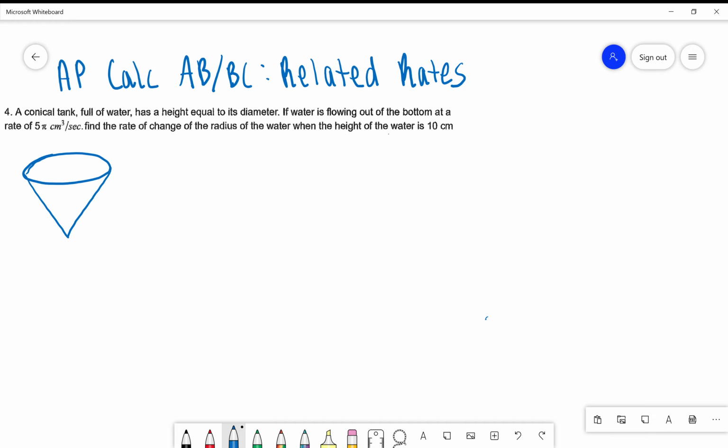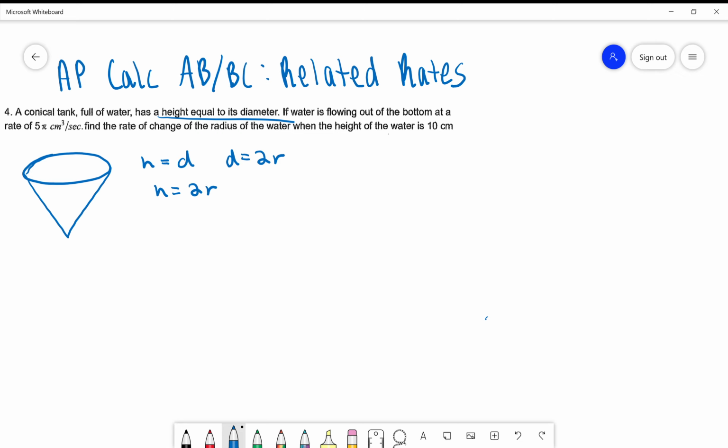Since it's a conical tank, I've already drawn the cone beforehand, and now I'm just going to write down all the givens from the problem. We know that the height is equal to the diameter. We also know the diameter is equal to 2 times the radius. So in turn, the height is equal to 2 times the radius.